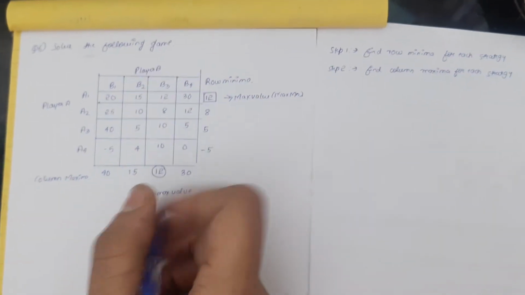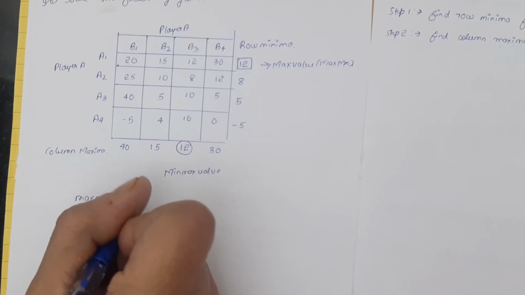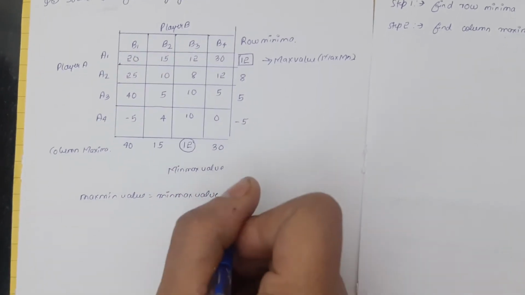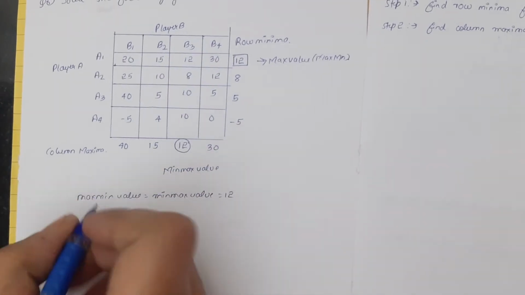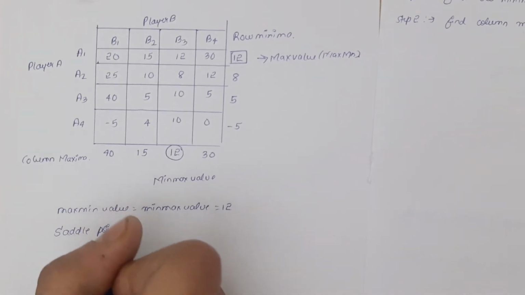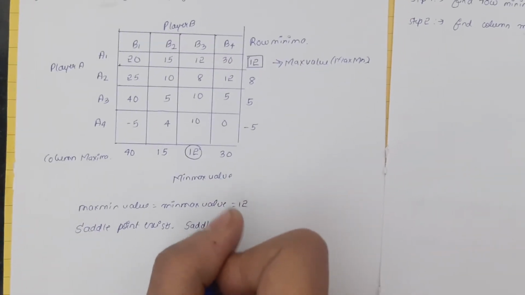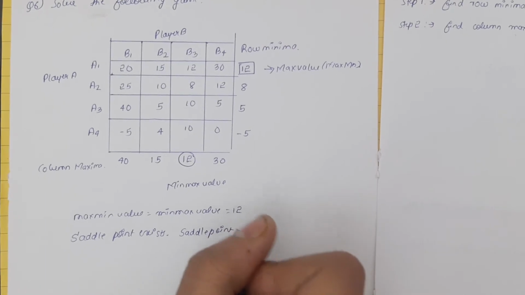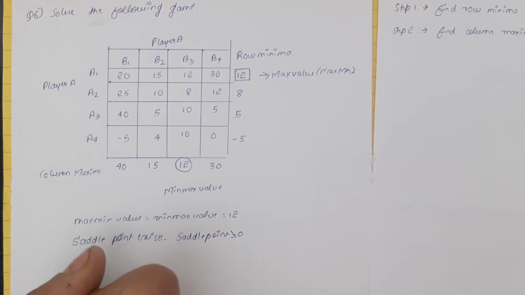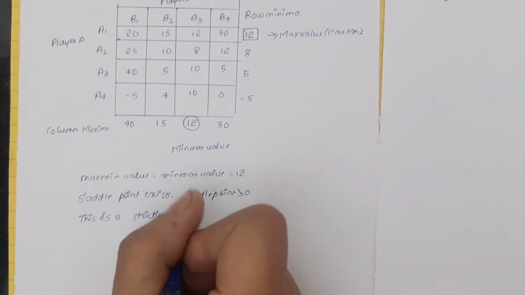So since here we can see that max min value equal to min max value equal to 12. So by this we can confirm that the saddle point does exist, and here the saddle point is greater than or equal to 0. So we can tell this is a strictly determinable game.